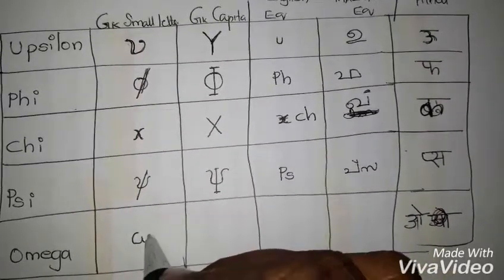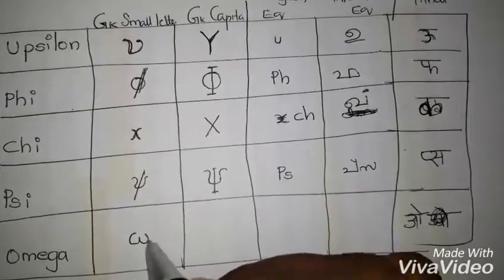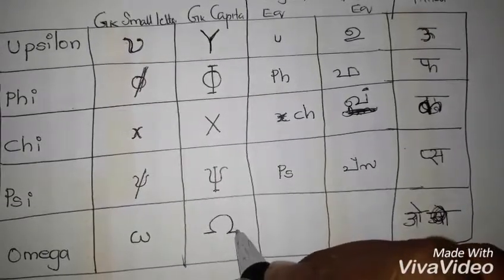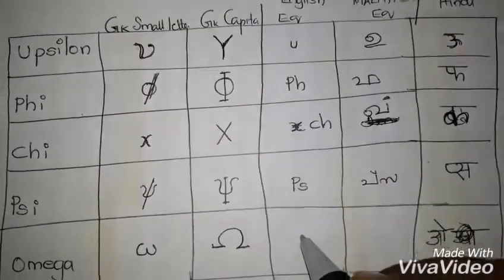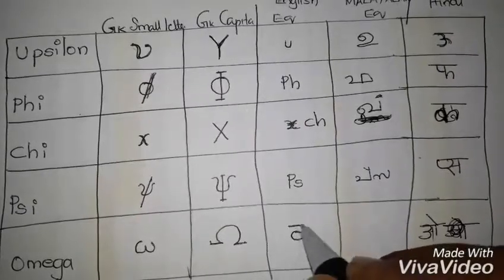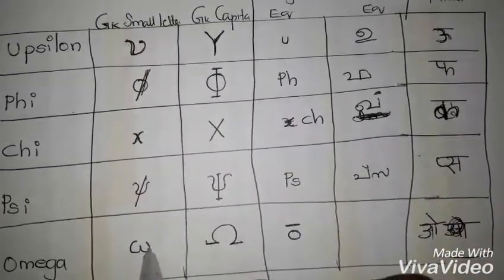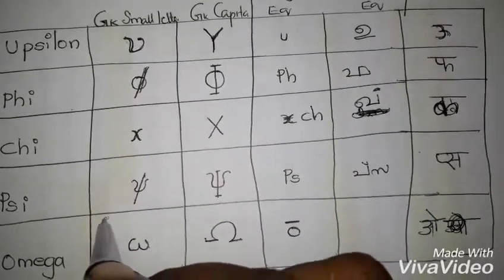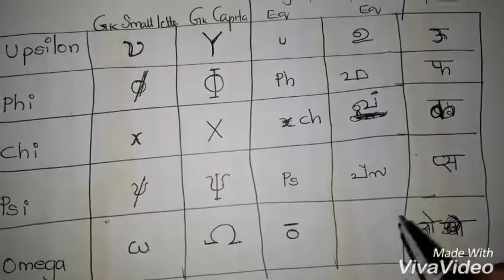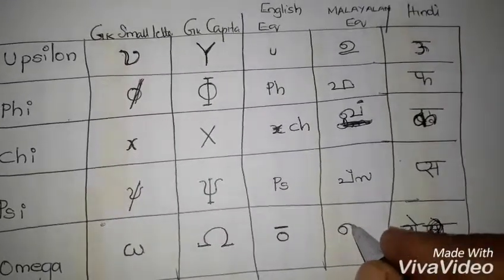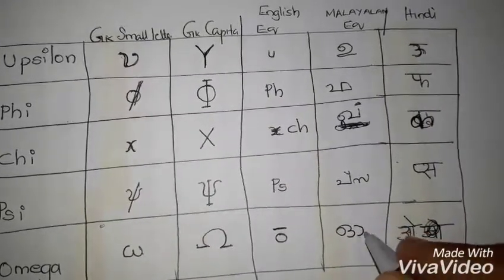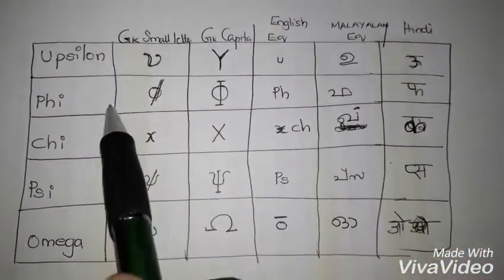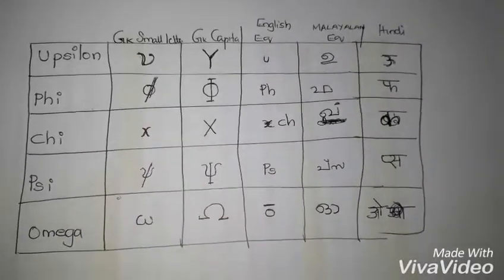The final letter of the Greek alphabet is omega. That is W model. Omega. The capital letter is like this. In English we say O, a long vowel. We studied omicron already; omicron is a short vowel like this. This is long, O. In Malayalam O, in Hindi O. We studied upsilon, phi, chi, psi, omega.